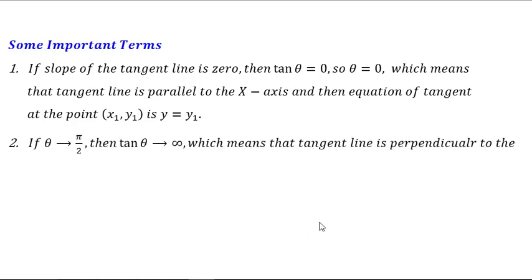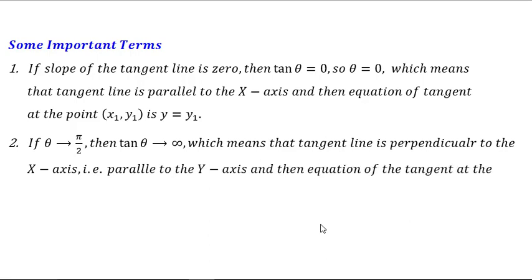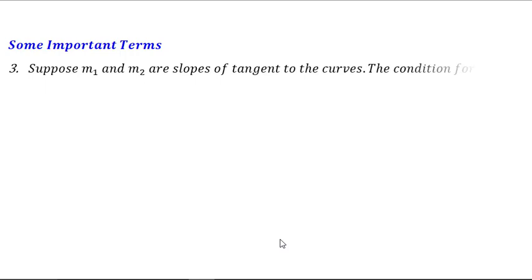And similarly, if the angle is 90 degree, if theta is pi by 2, then tan theta is not defined. As theta approaches 90 degree, tan theta approaches infinity, which means that tangent line is perpendicular to the x-axis, that is parallel to the y-axis. And then the equation of tangent at the point (x1, y1) is x equal to x1. So, when the line is parallel to y-axis, the equation is x equal to x1, and when it is parallel to x-axis, the equation is y equal to y1. So, there is no need to do calculations, we can just use this concept. Suppose m1 and m2 are slopes of tangent to two curves.